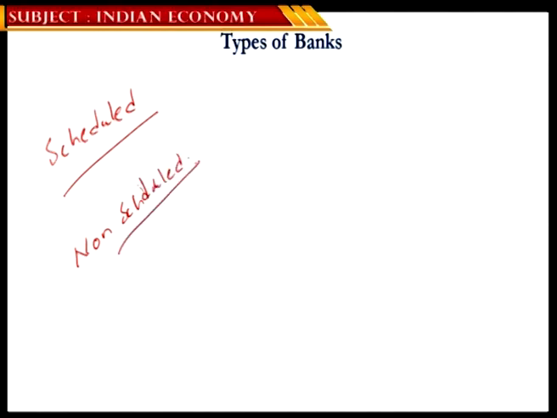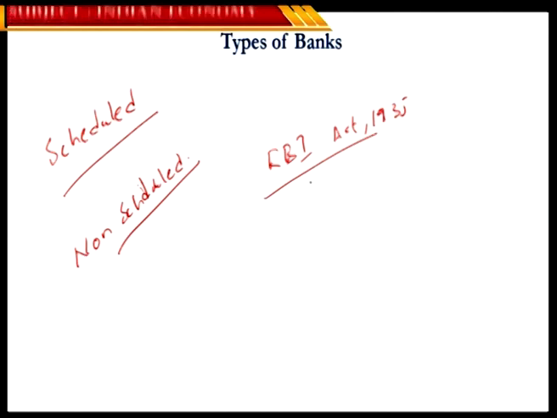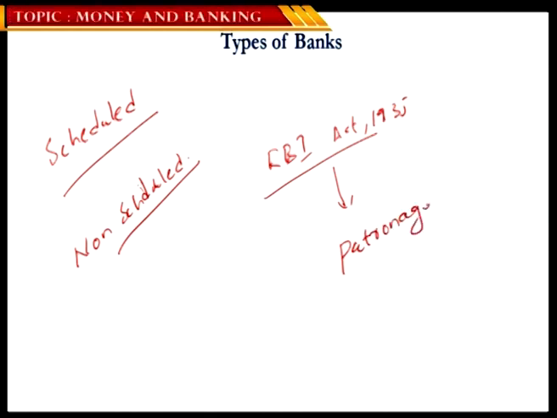non-scheduled commercial banks? If you look at the banks that are part of the second schedule of the RBI Act of 1935, those banks are generally referred to as scheduled banks. They could be a commercial bank or a cooperative bank, no matter the type of bank. If they are part of the second schedule of the RBI Act of 1935, they are referred to as scheduled banks, and these banks typically enjoy the patronage of RBI. Whereas those banks that are not part of the second schedule of RBI are what we refer to as non-scheduled banks.